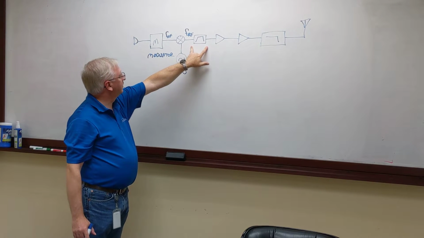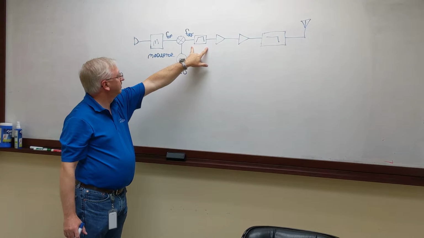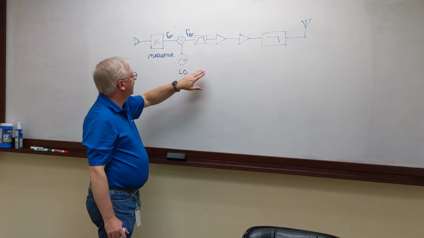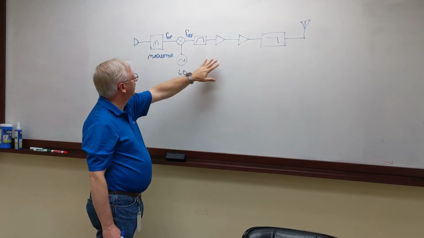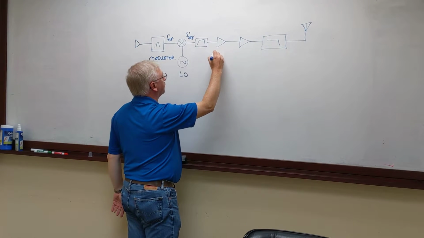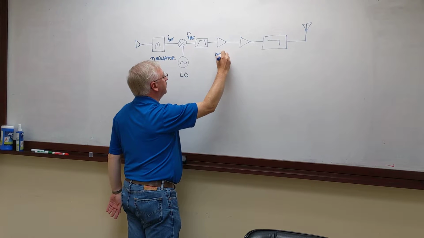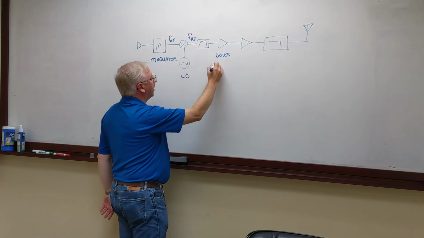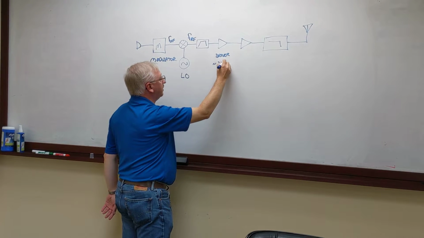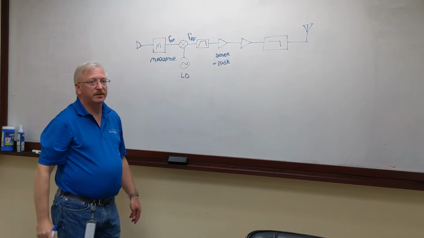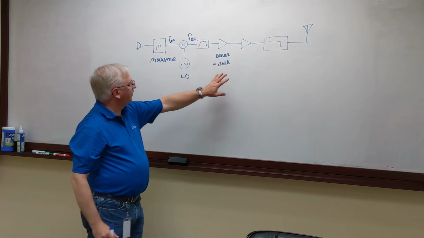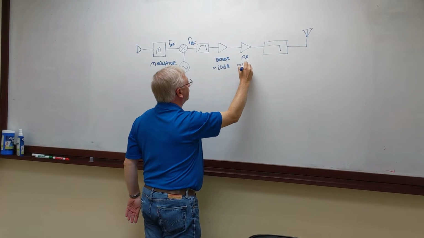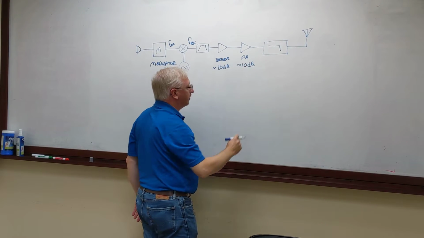So the bandpass filter takes out the frequency we don't want, keeps the frequency we do. And usually you have what's called a driver, which has a certain amount of gain, and they're typically around 20 dB. And then you have a power amplifier. And these are usually lower gain because they're higher power.